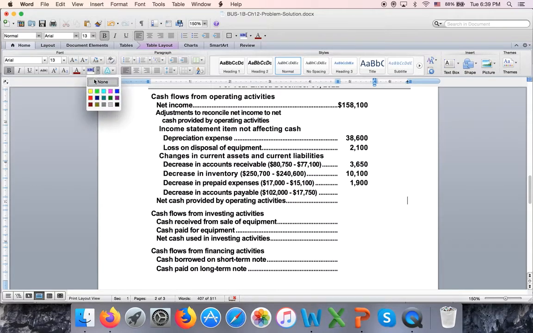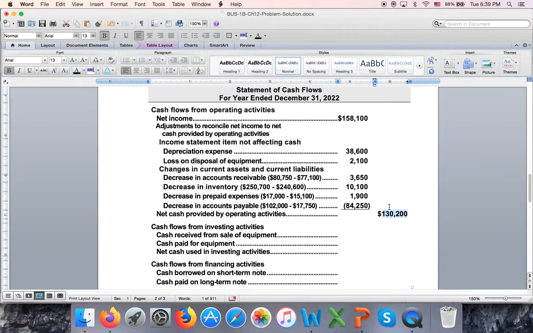So decrease in accounts payable is going to be subtracted. It's a decrease. So overall, right? Net cash, so we take net income, we add all of these amounts and then subtract this 84,250. So net cash is positive, so we say provided by operating activities 130,200.